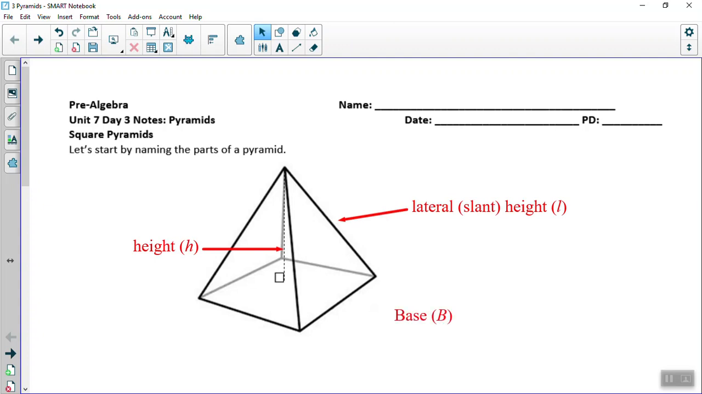Then we've got this entire area down here. Okay, and that is our base. So when we talk about the base, we're not just saying one length, we are actually talking about the area of the bottom. Right? So we're going to be working that into our formulas as we work through these problems.